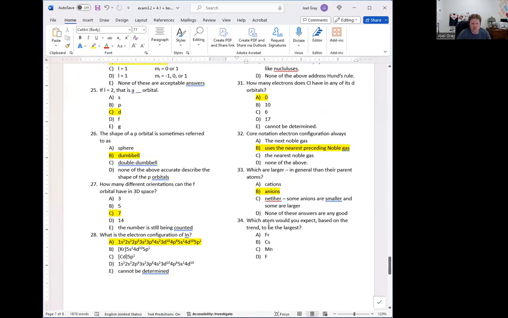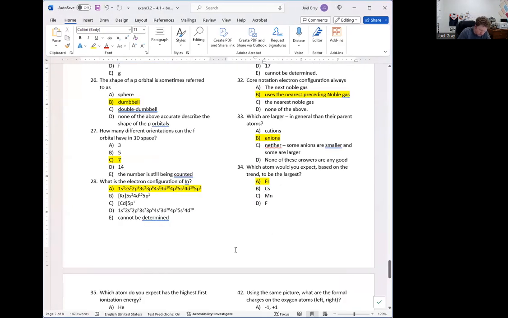Which atom would you expect, based on the trend, to be the largest? Well, our trend for atomic radius is lower left-hand corner of the periodic table. So if you look at the periodic table, you would look for whatever is in the lowest left-hand corner. And the substance that's in the lowest left-hand corner would be francium.